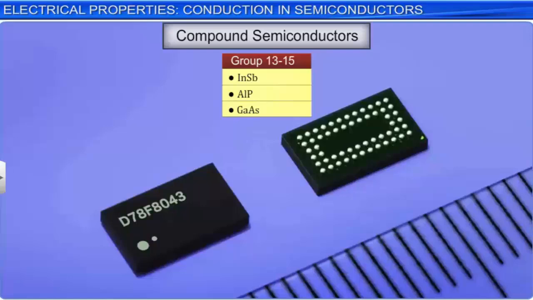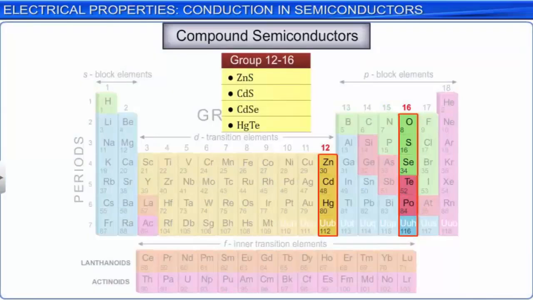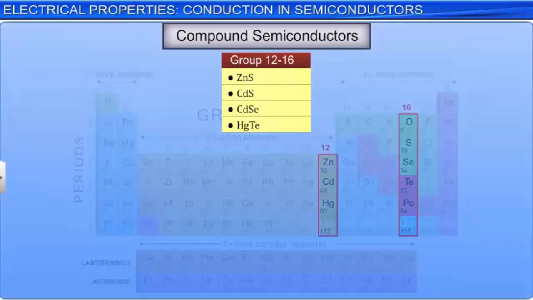Group 12-16 semiconductors are materials whose cations are from group 12 and anions are from group 16 in the periodic table. Zinc sulfide, cadmium sulfide, cadmium selenide, and mercuric telluride are examples of groups 12-16 compounds that find applications ranging from biomedicine to solar cell technology.